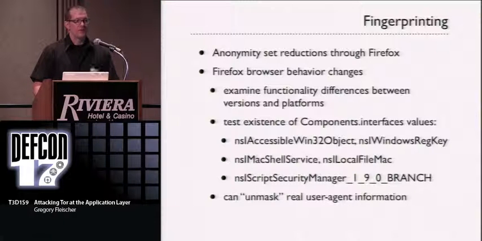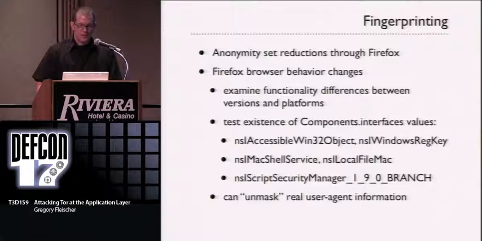Internally, Firefox has certain behavioral changes that vary between platforms and versions, and we can go ahead and enumerate all this information and test for it. One of the best ways to go about this is there's an internal Components.interfaces that exposes internal Firefox information about what interfaces are available for XPCOM. So, for example, there's a nsIAccessibleWin32 object and nsIWindowsRegKey that are only available on Windows. There's a nsIMacShellService and nsILocalFileMac. These are only available on Mac OS X.